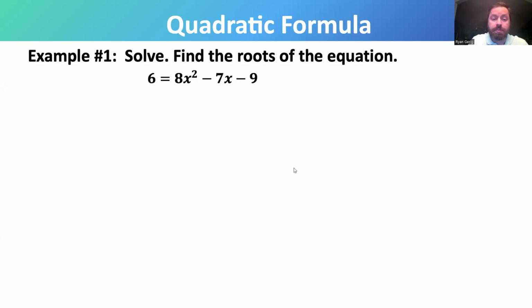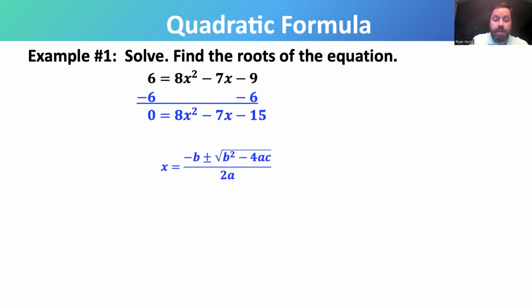So let's do a couple problems. First thing you should see is this is not equal to 0. That's pretty easy to fix. Just move 6 to the other side by subtracting 6. So we now have 0 equals 8x squared minus 7x minus 15. Enter the quadratic formula. So notice it's x equals. So we're finding solutions here. A is 8, B is negative 7, and C is negative 15.